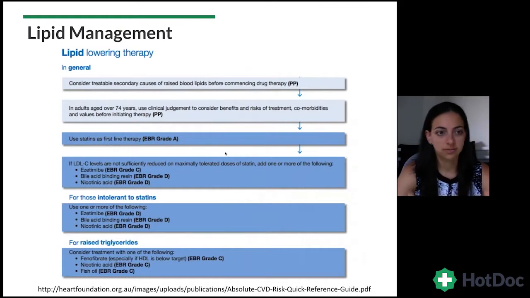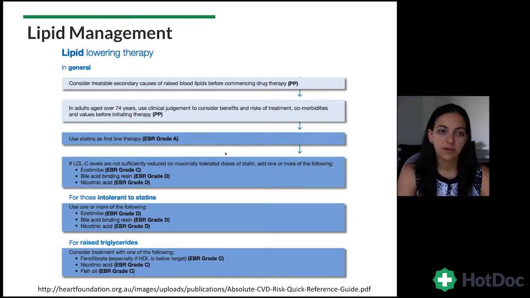We've got flowcharts where we always start with considering treatable secondary causes of raised blood lipids before commencing any drug therapy. Then we have the suggestion that in adults over 74 years, use clinical judgment to consider whether or not it's really going to be beneficial to start pharmacotherapy, on what the risks of the treatment might be, and when you take into consideration comorbidities and anything else that might be happening.